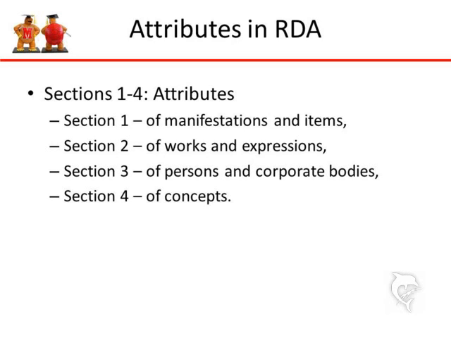Section 2 assigns attributes to works and expressions. Again, it divides them into two sections, since the manifestations and items are concrete and works and expressions are abstract. Section 3 describes how to assign attributes to persons and corporate bodies, and Section 4 describes how to assign attributes to concepts. So as you can see, no matter what type of entity it is, any type of entity can have attributes, and attributes are just characteristics.